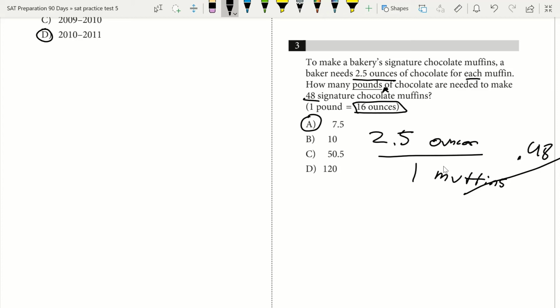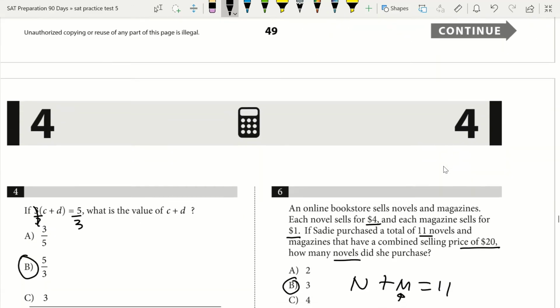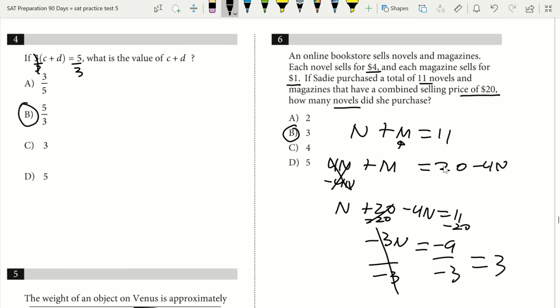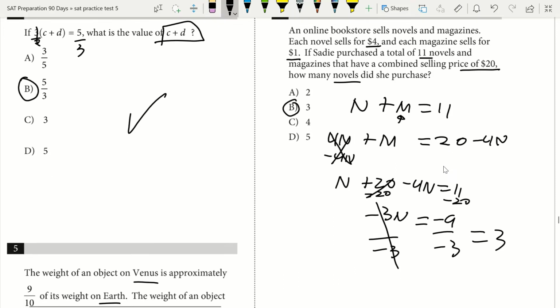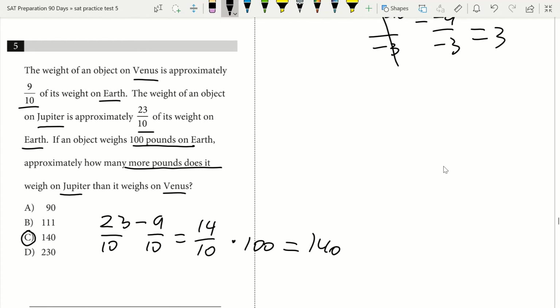That's going to give me a 7.5, so that one's correct as well. Number 4, I've got 3 times c plus d. What I'm asked for is the value of c plus d, just dividing each side by 3 there. That one's not too bad. I'm going to get 5/3. That one's checked.